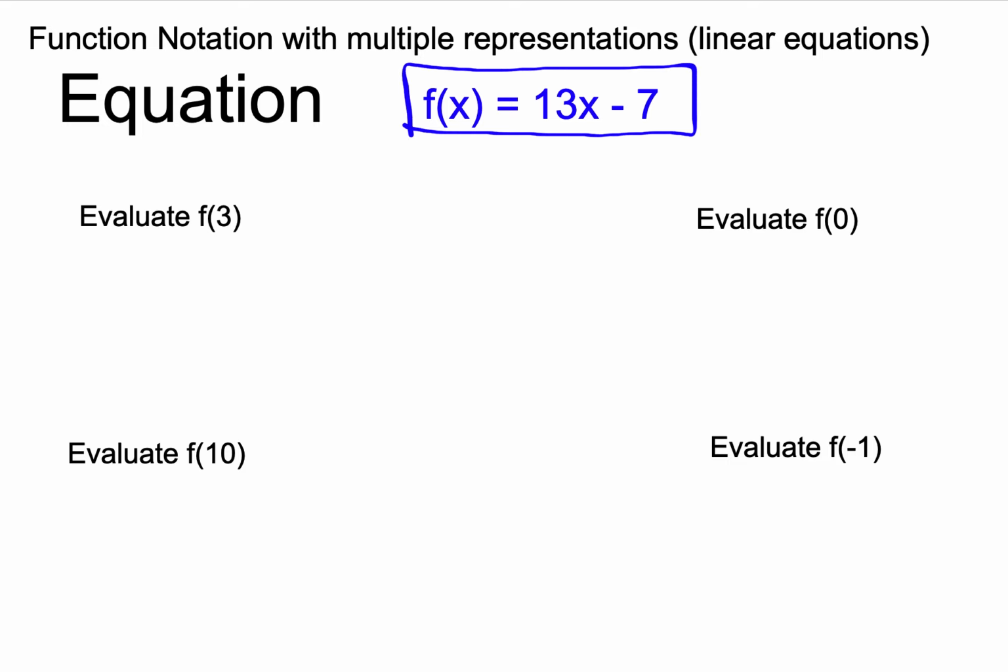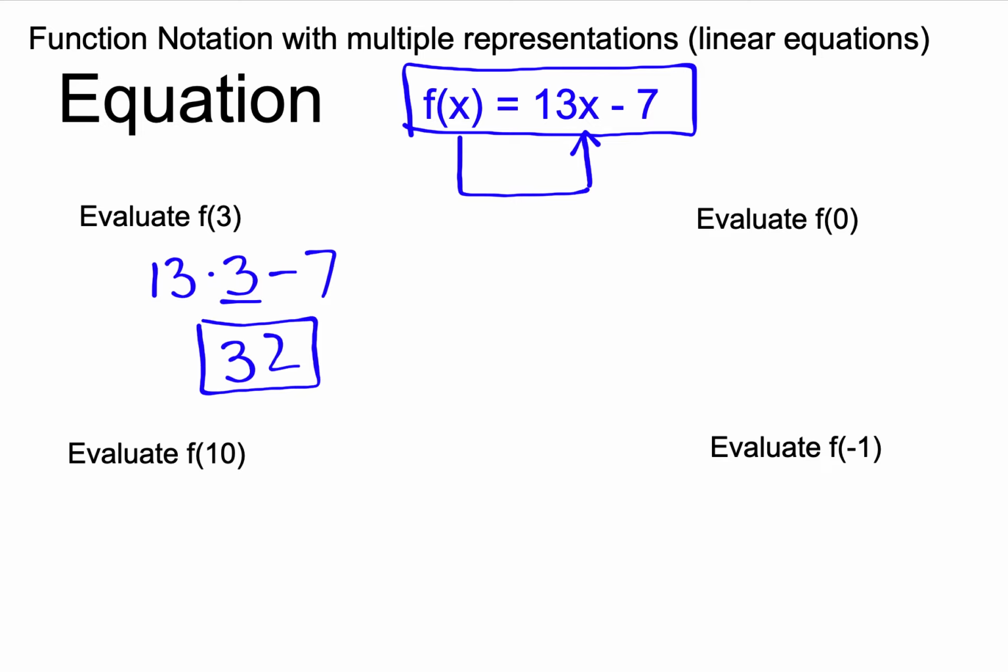What we will do when we evaluate something from an equation is plug in the value for x from whatever's in the parentheses and then evaluate. So f of 3 will be 13 times 3 minus 7, plugging in a 3 for the x. This is 39 minus 7, which is 32.